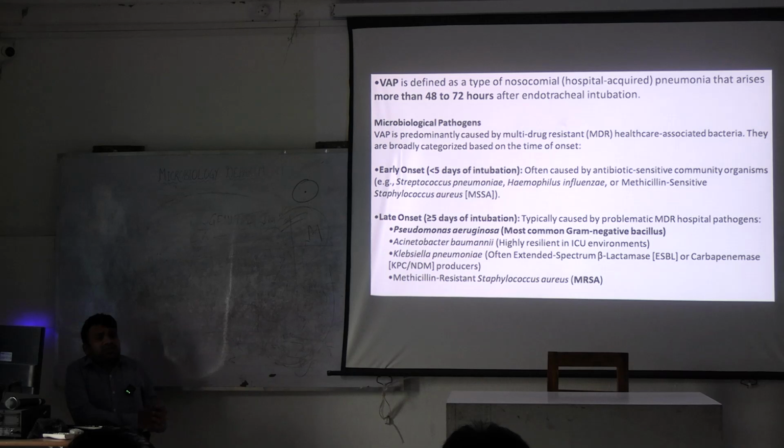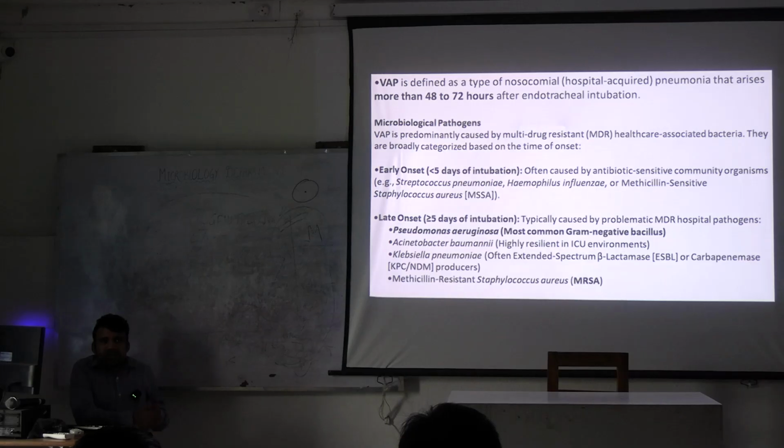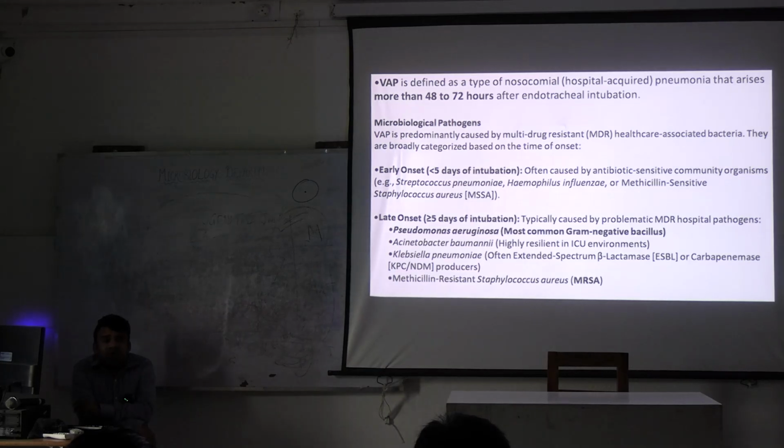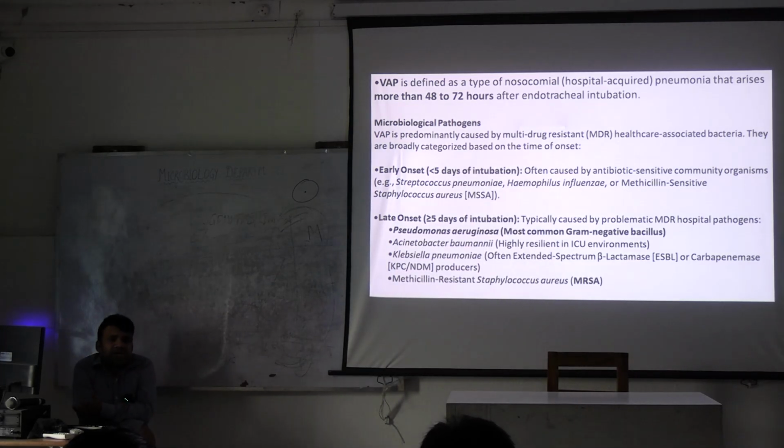Now what are the organisms which may cause ventilator associated pneumonia? It can be of two types. One is called as early onset. That means within the first 5 days of intubation, or late onset after 5 days. এটাকে কেন করা হয়েছে? Very simple. Within the first 5 days, most common organisms will be acquired from the community, and after 5 days, most of the organisms are associated are hospital acquired organisms.